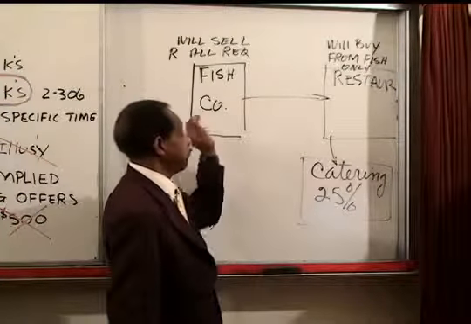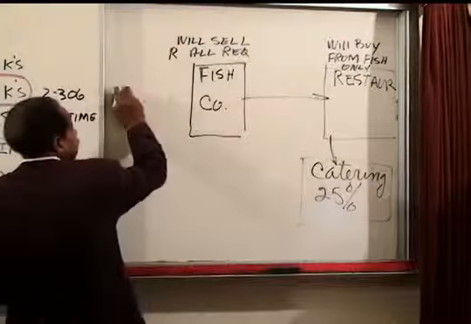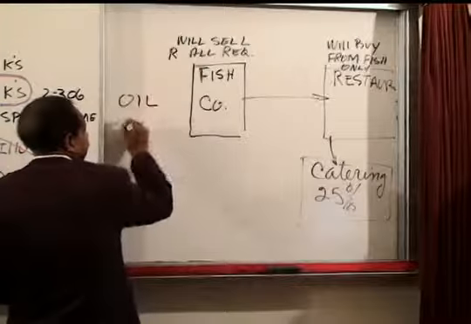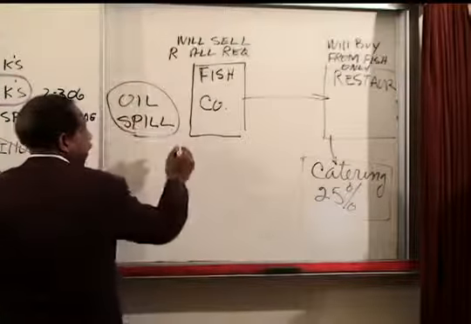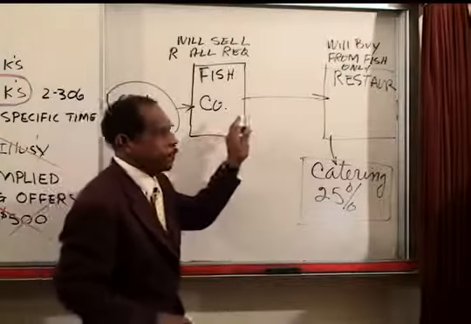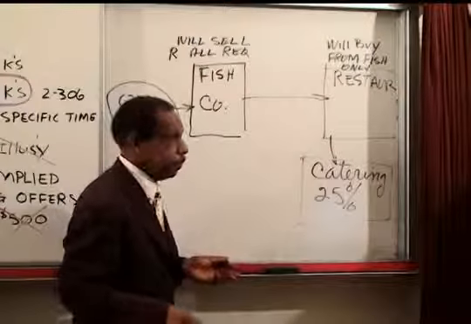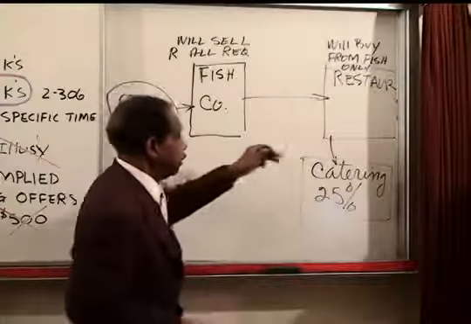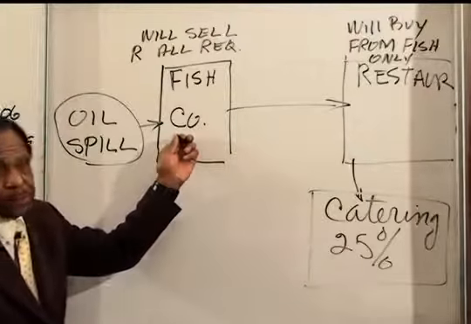But in any case, fish company was supplying the fish. And then guess what happened? There was an oil spill. And because of the oil spill, fish company couldn't get enough fish to meet all the requirements for all of its customers anymore. So we have two problems. These people have increased their demand, and the supply here is diminished.